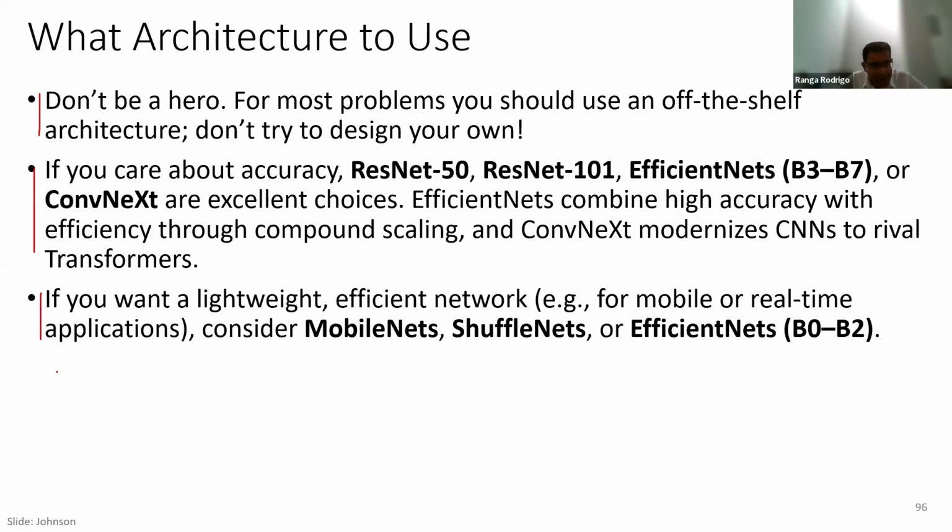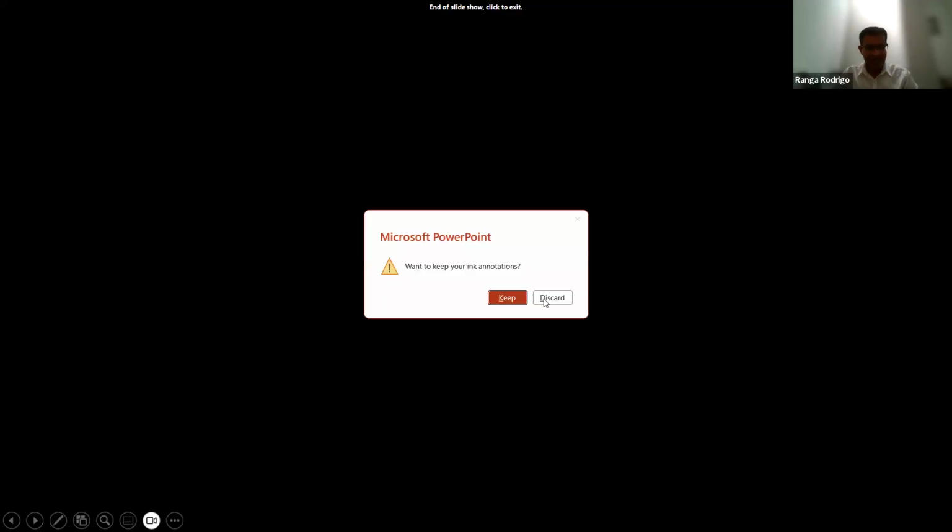If you want lightweight efficient networks, for example for mobile and real-time applications, you can consider using MobileNets, ShuffleNet, or EfficientNets B0 to B2. That's a summary about the convolutional neural networks. Any questions about that?